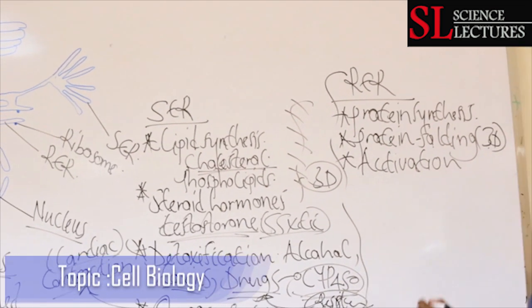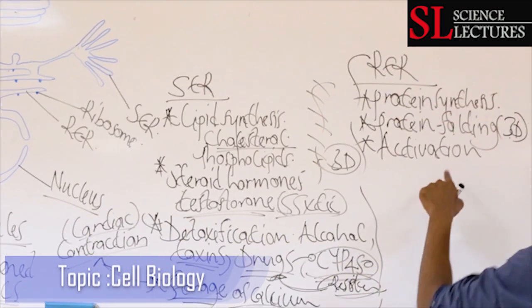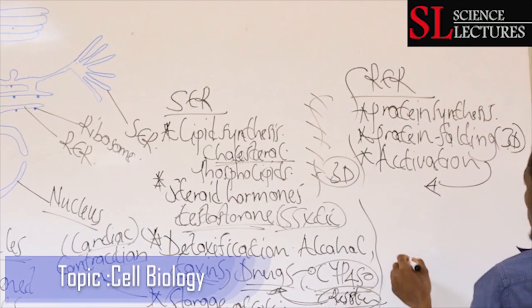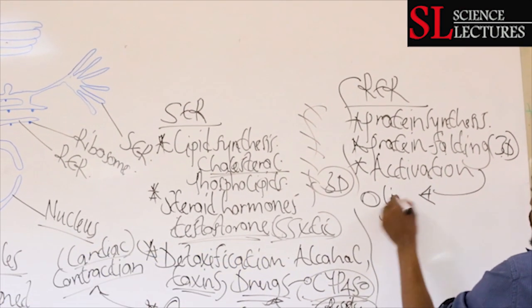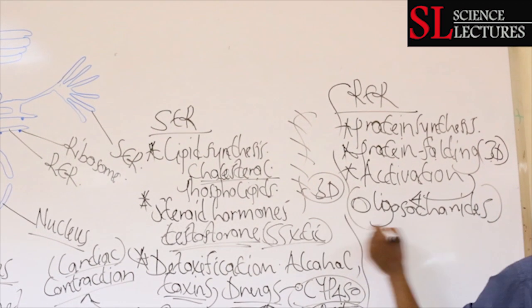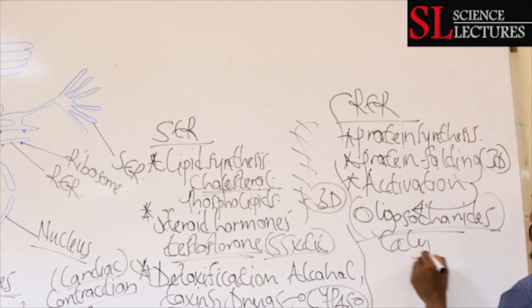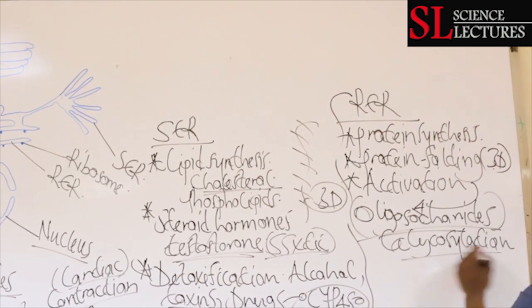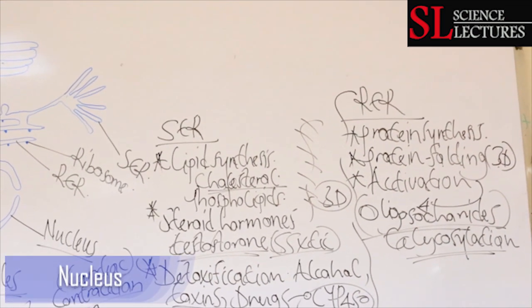We can activate these proteins by adding short chain polysaccharides. An example, we can add oligosaccharides. Oligosaccharides are short chain sugars. They can be added, or we can simply define it as glycosylation. Glycosylation is all carried out in the rough endoplasmic reticulum.